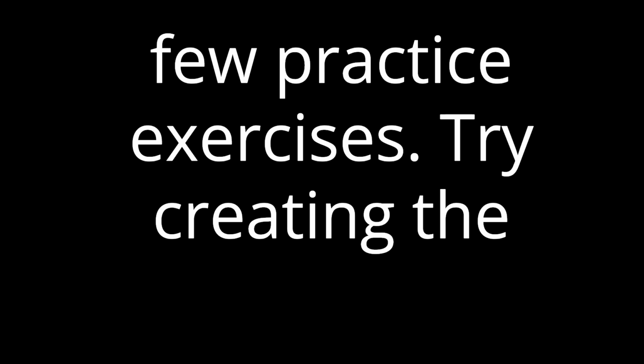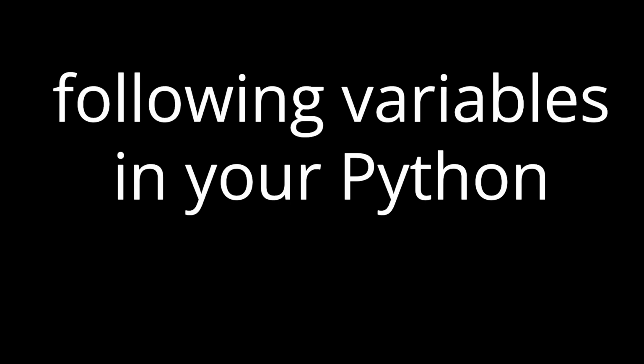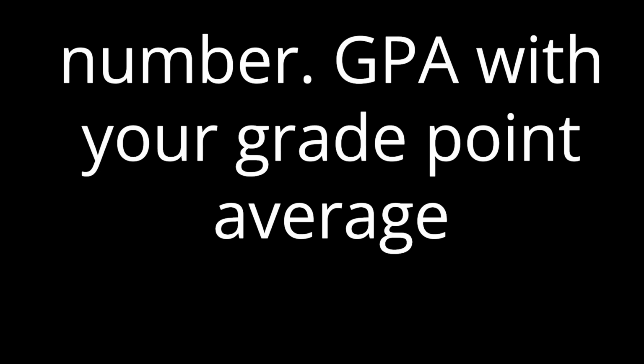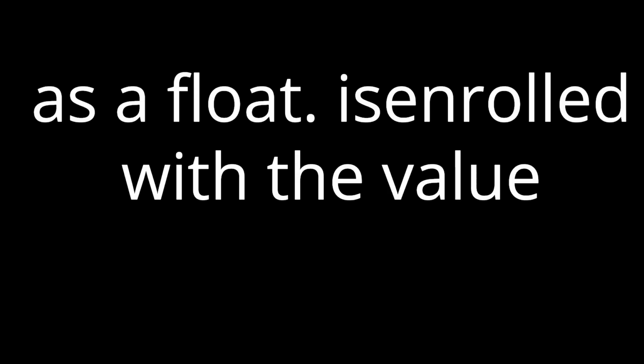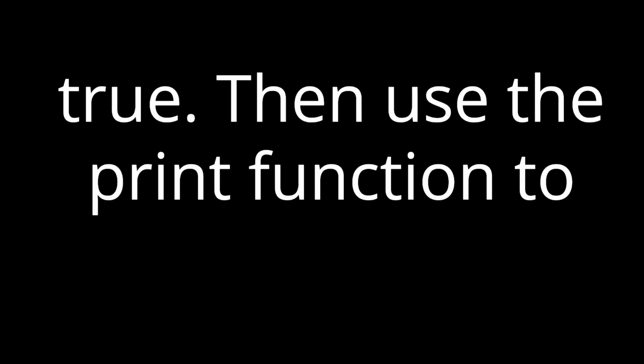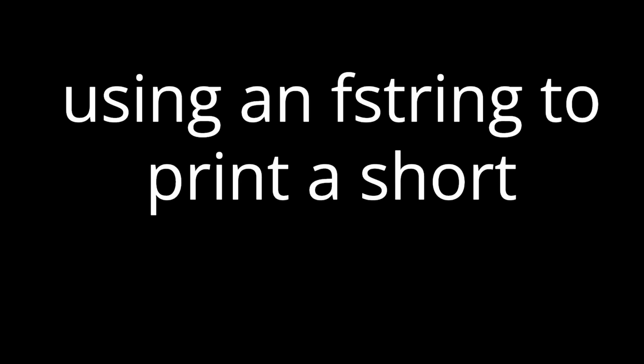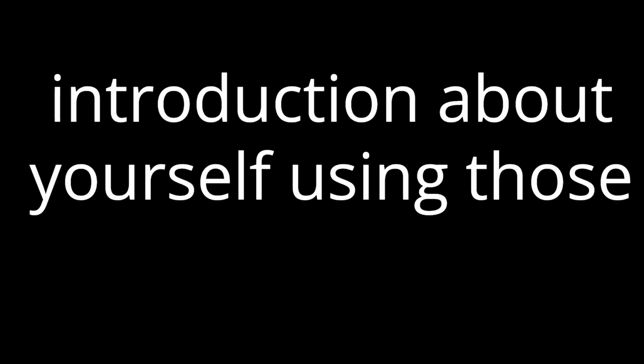Now, let us wrap up with a few practice exercises. Try creating the following variables in your Python editor. First, first_name with your first name as a string. age with your age as a number. gpa with your grade point average as a float. is_enrolled with the value True. Then use the print function to display each variable. Finally, try using an f-string to print a short introduction about yourself using those variables.